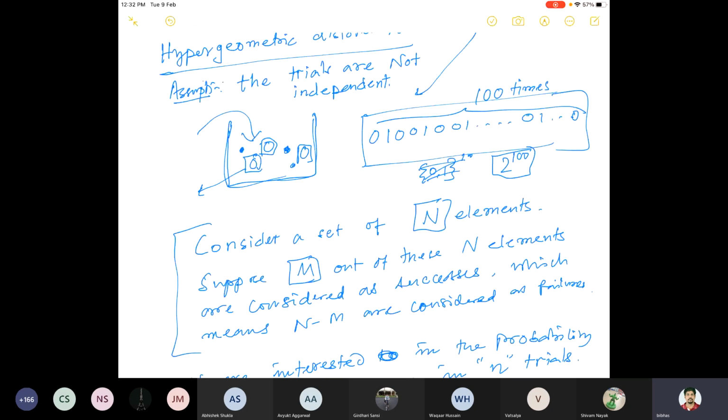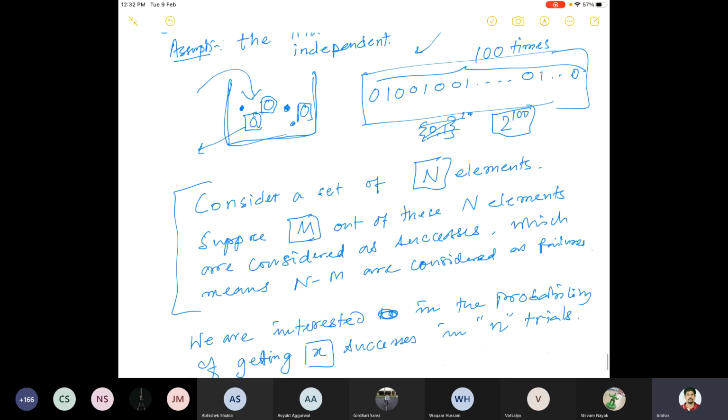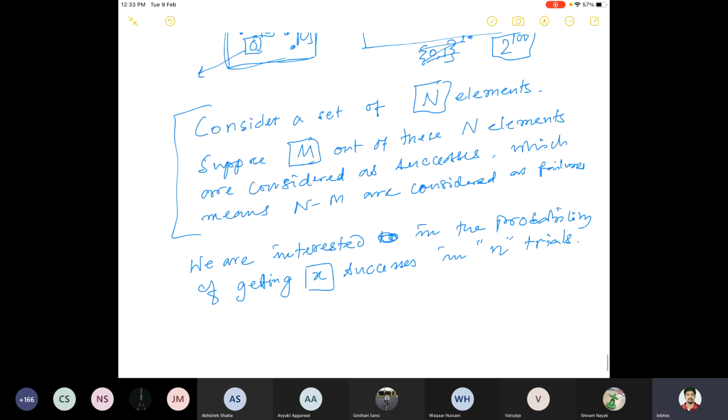And what is the probability that if I do this process for 100 times, at the 100th time when I'm doing it, I'll have, let's say, 15 successes or 55 successes, something like that. So if I want to calculate that, this is my question, okay? I'm interested in the probability of getting X successes in n trials, okay? Now, how do I do that?